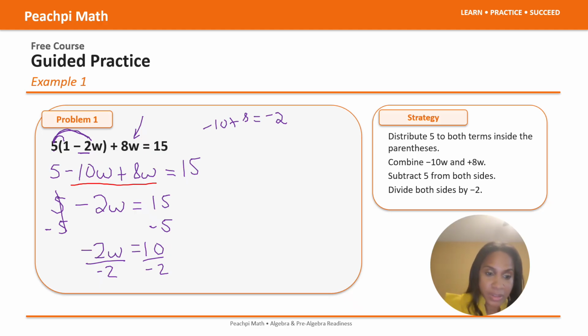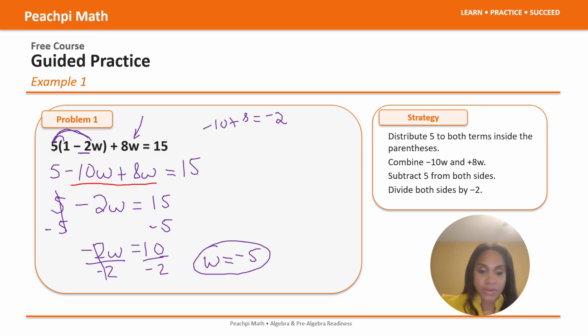So over here, it cancels out, left with just that w. But 10 divided by negative 2, and remember that a fraction bar is also division. So 10 divided by negative 2 is negative 5. So w equals negative 5, okay?